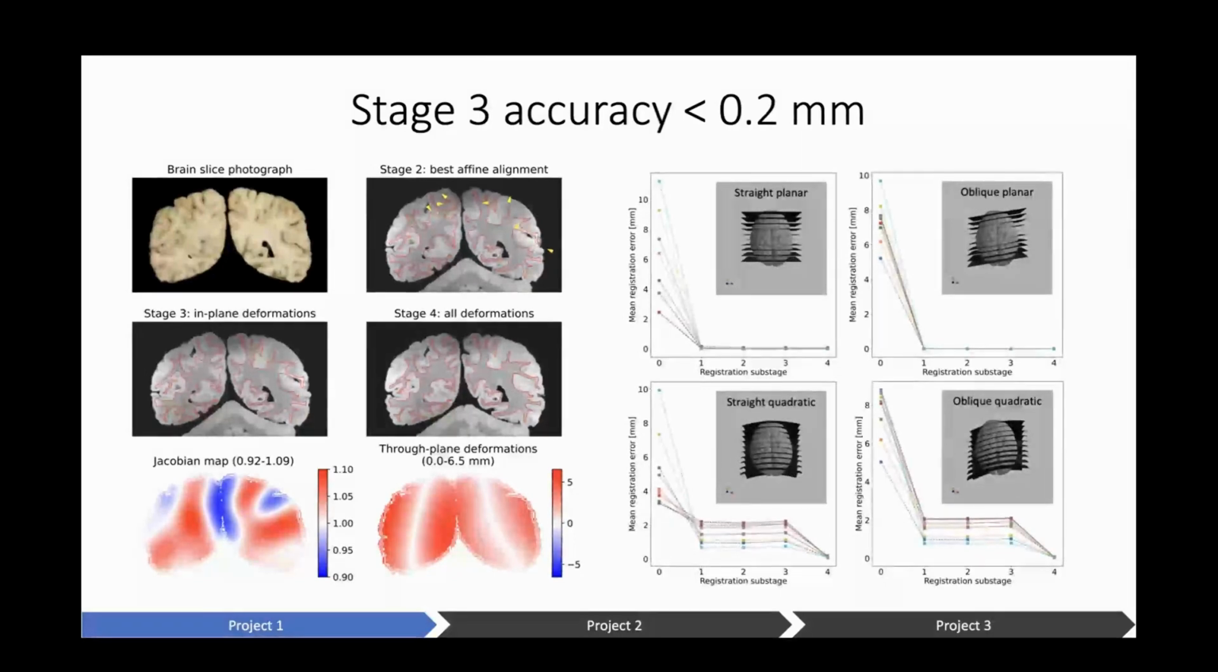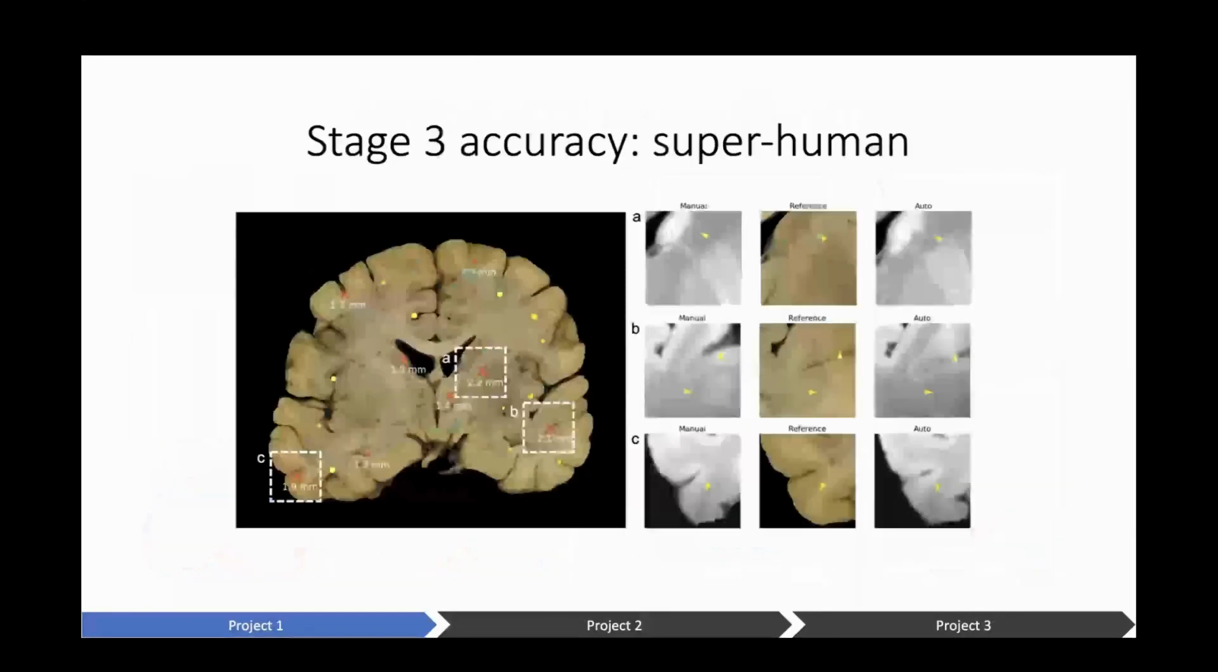Using synthetic slices, we were able to measure the accuracy of this slice to volume registration, which is found to be, again, accurate to 0.2 millimeter. In fact, this is better than what human observers can do.